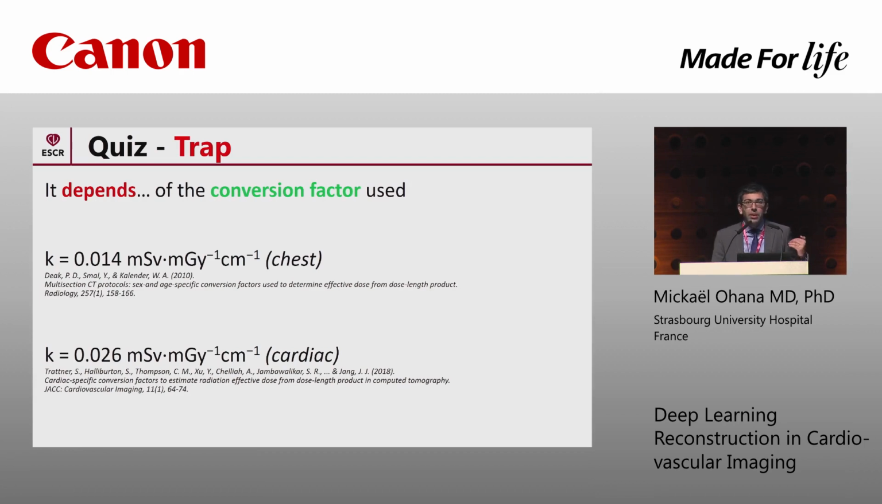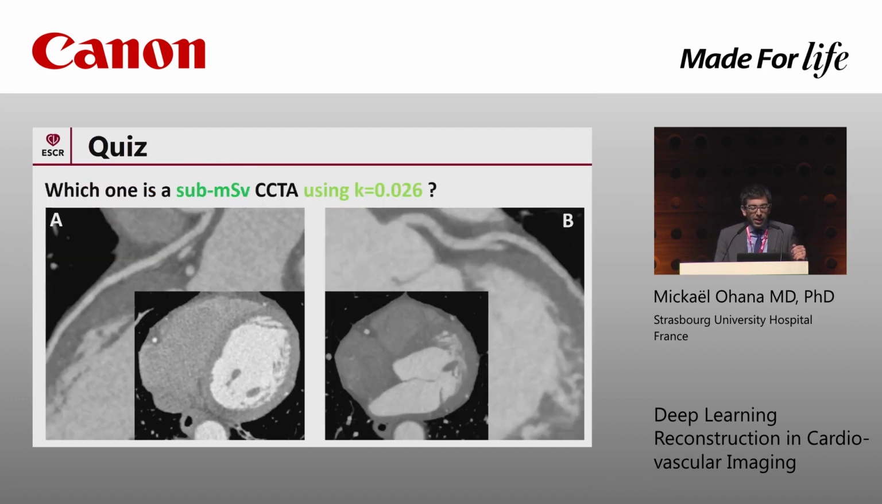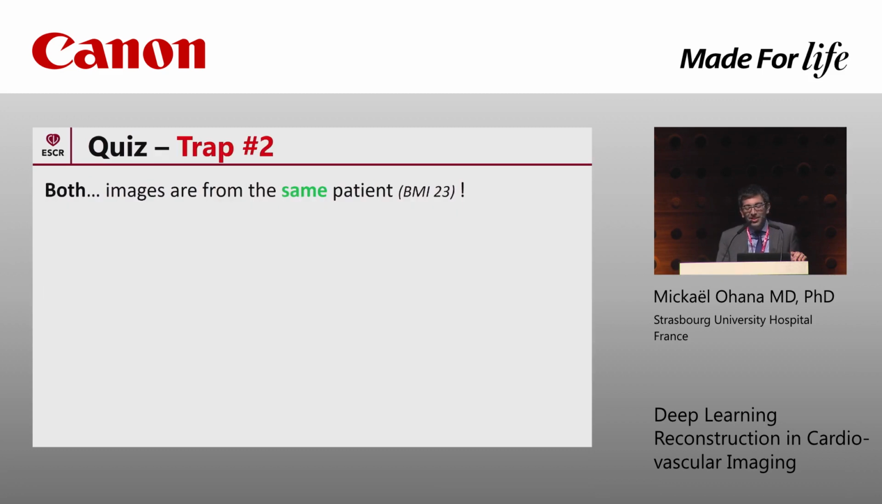So if we want to be below the millisievert, with the conversion factor of the chest, we have to have a DLP below 70. And with the conversion factor dedicated for cardiac, it means that the DLP is below 38. So, okay, let's be optimistic. Let's go with the higher conversion factor. So now, which one do you think is still below a millisievert? A? Anyone? B? Anyone? Okay, so it's also a trap because both images are from the same patient.